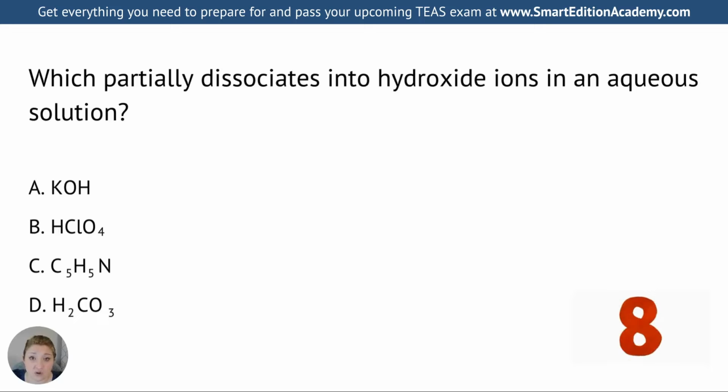If you don't know what C5H5N is, it's pyridine, and KOH is potassium hydroxide. Between these two, which one is going to fully dissociate and which one will partially dissociate? KOH is going to fully dissociate. It is a strong base and it will fully come apart. It's one you'll need to memorize, since it is used quite commonly. Now, C5H5N is pyridine, and it will only partially dissociate. So in the answer box, if you said C, you are correct.